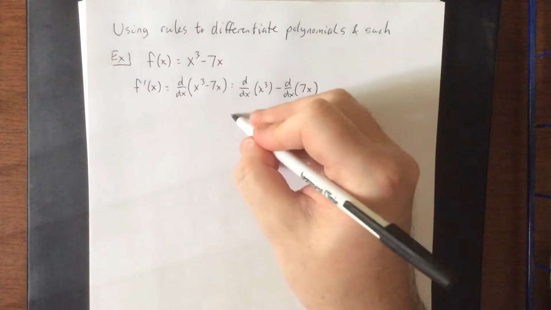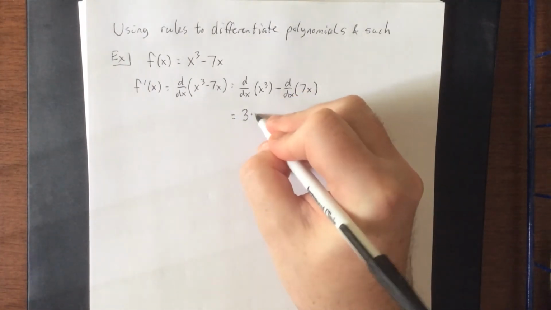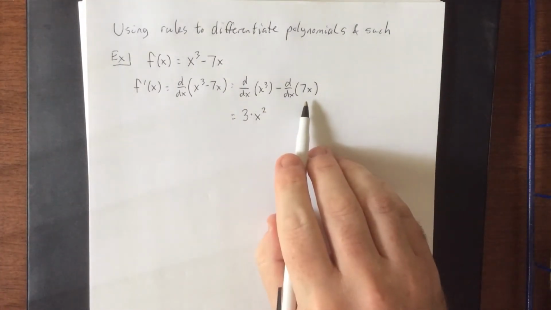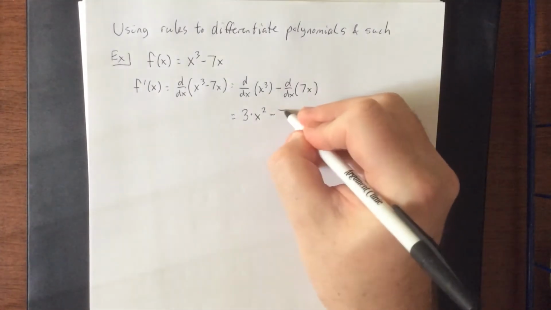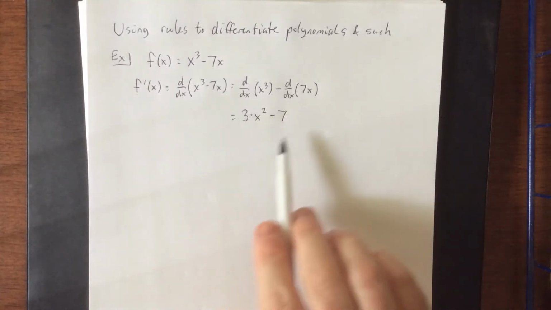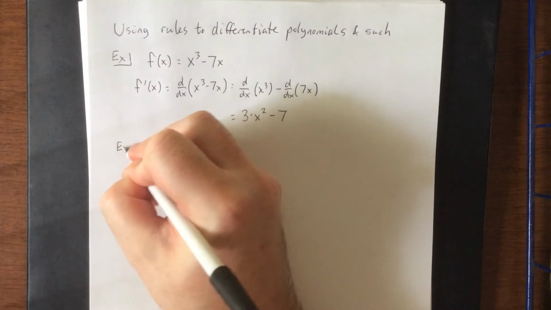Now we can apply the power rule to the x cubed, multiply by the current power, and reduce the power by 1. 7x would be considered a linear polynomial, and the derivative of a linear polynomial is simply going to be the slope. Now feel free to check back and see how long that derivative took in the other video in comparison to how long it took in this video.